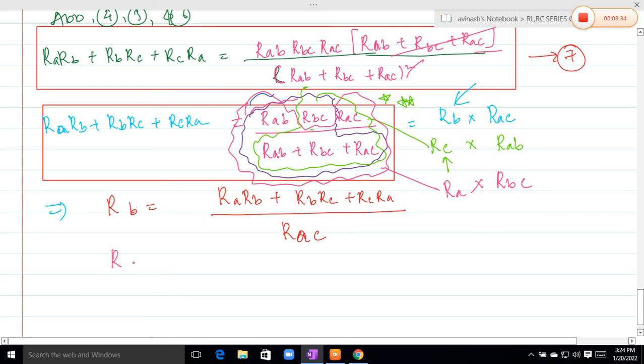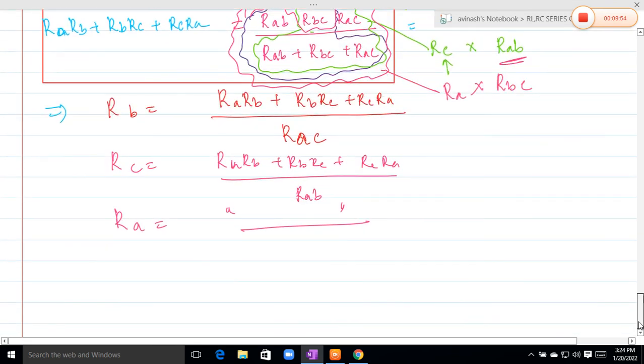RC is nothing but RA into RB plus RB into RC plus RC into RA whole divided by RAB. Similarly, RA is equal to the same numerator divided by RBC. So these are the corresponding star values.